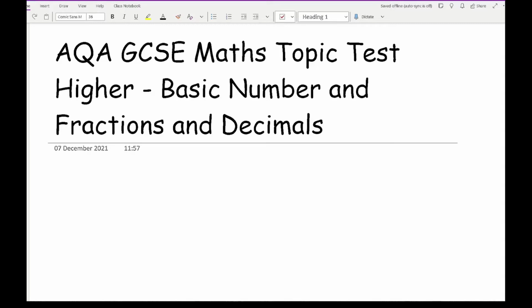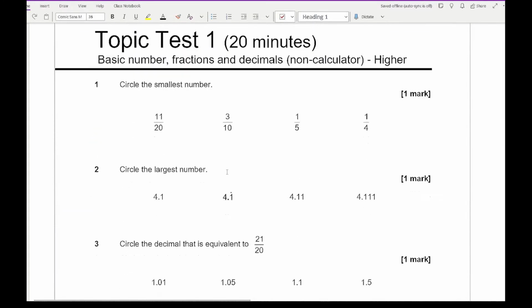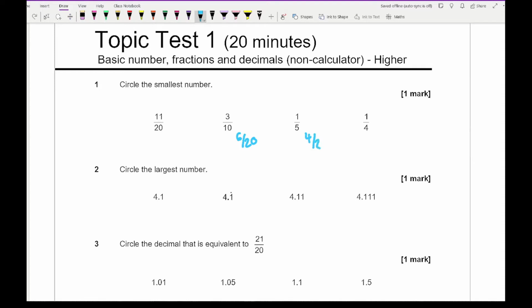So in terms of our first question, let's scroll down to that. It says circle the smallest number. Now what we want to try and do here is have a common denominator, because as you can see the denominators are very different. So here our common denominator is going to be 20. If we rewrite each fraction over 20, that's going to be 6 over 20, this is going to be 4 over 20, and this is going to be 5 over 20. So which of these is the smallest? Well, it's going to be 1/5.